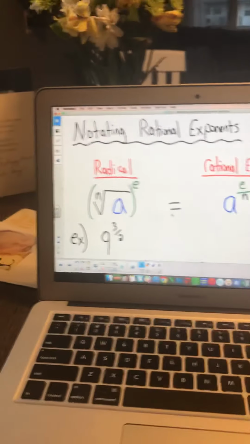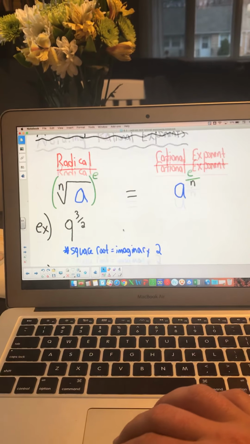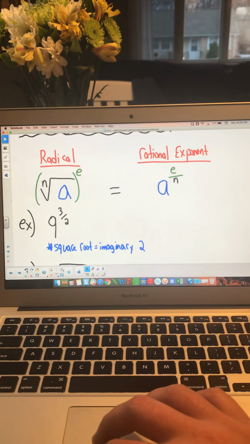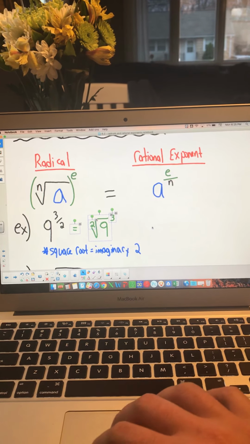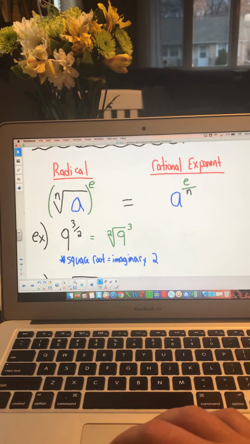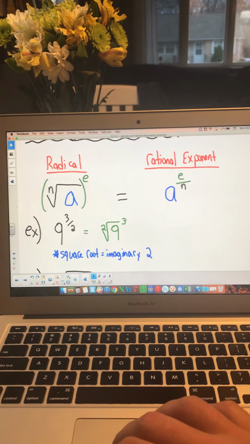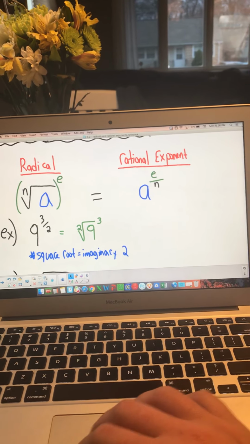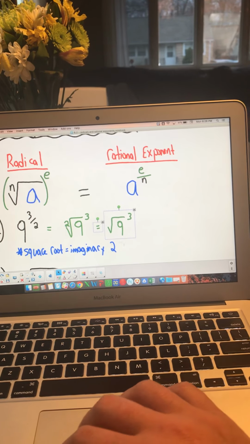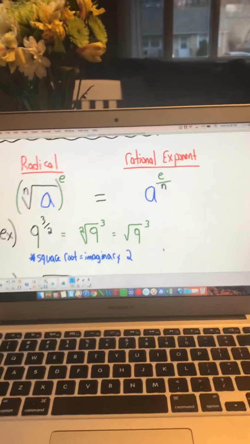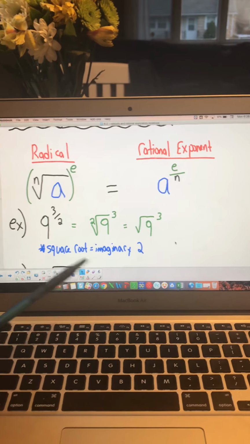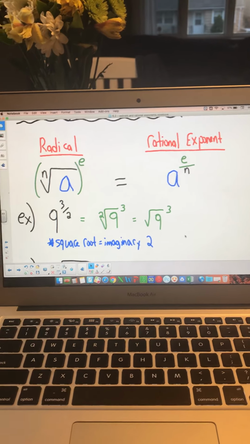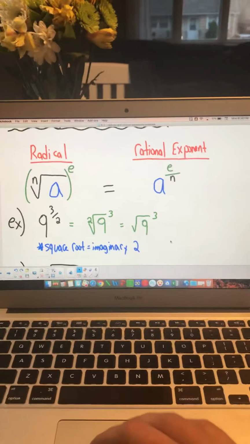So as we progress through here, all right, if we have 9 raised to the 3 halves, when we go to rewrite this, it's going to become the second root of 9 raised to the 3rd power. Well, the second root also happens to be the same thing as a square root. The second, or the 2, is imaginary in a square root. So we've actually had it our whole math career and we didn't even know it.